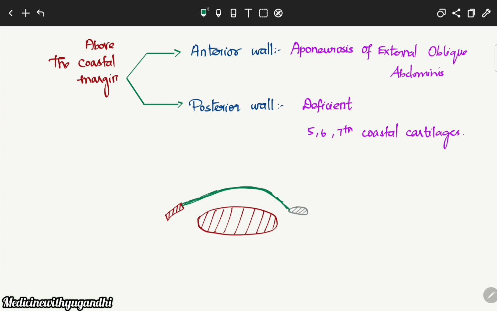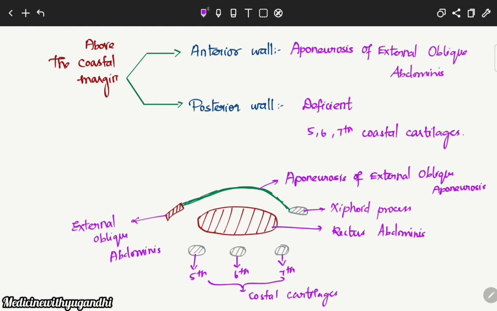This forms the anterior wall of the rectus sheath, and the posterior wall, as I already mentioned, above the costal margin is deficient, and so the rectus abdominis muscle rests on the costal cartilages. Costal cartilage 5, 6 and 7. So it rests on the 5th, 6th and 7th costal cartilages.